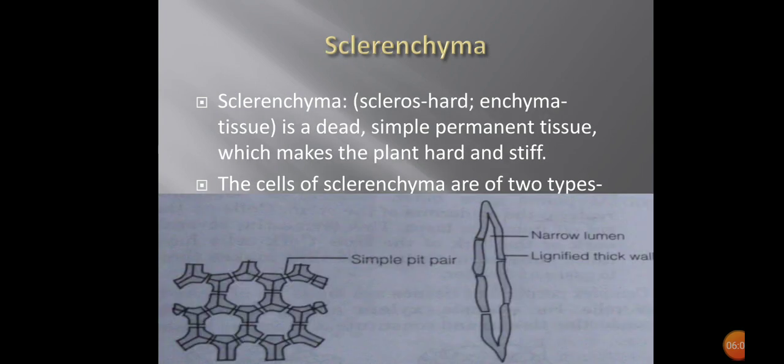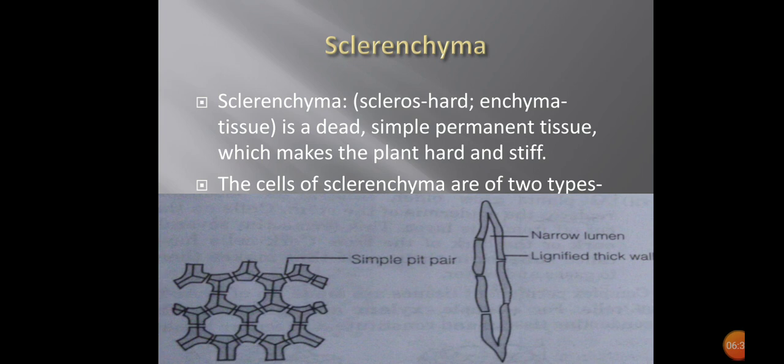Now let us see the third one, which is called sclerenchyma. Sclerenchyma: sclero means hard, chyma means tissue. It is a dead simple permanent tissue. The first two types of simple permanent tissue are living tissues, but sclerenchyma is a dead simple permanent tissue, which makes the plant hard and stiff, and is otherwise called the protector.